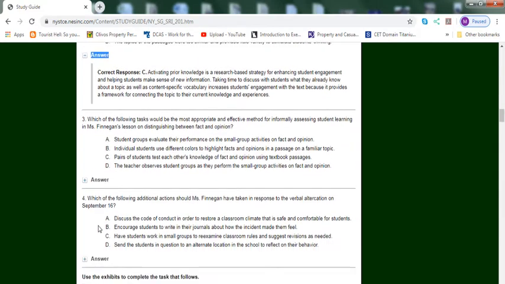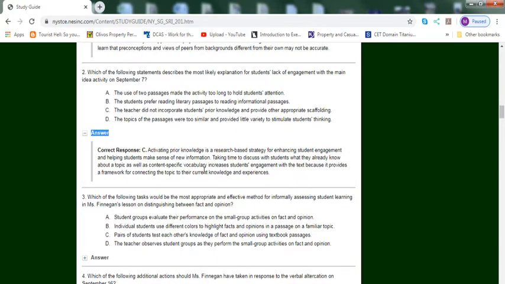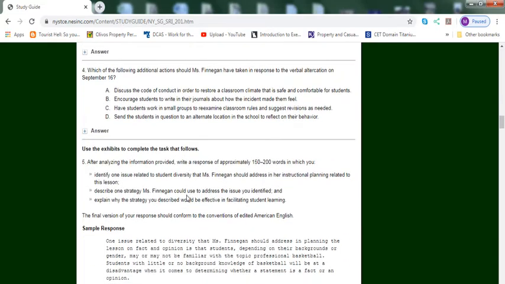Again, there are another 3 to 4 questions, as you can see. Then you're going to have something called "use the exhibit to complete the task that follows." So basically, every passage is going to have 4 to 5 questions. Most of the time it's 4, but you might get a bonus 5 for some odd reason. But 4 questions are the most. And then you're going to have a passage.